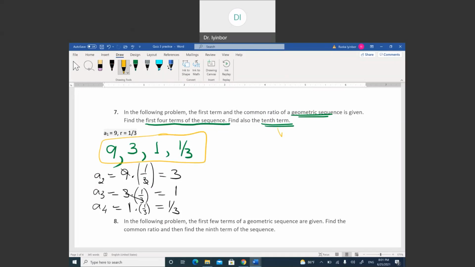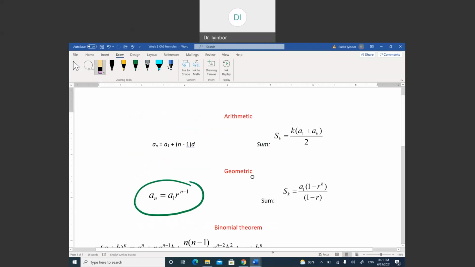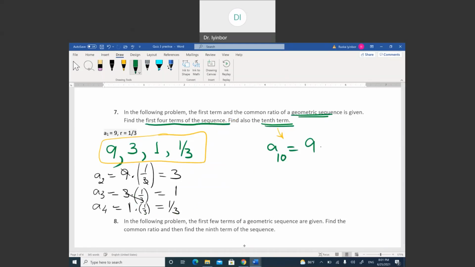So here I'm going to use the formula. A10 is going to be A1. See, this is the formula again: A1 times R with exponent n minus 1. So I have A1 is 9 times 1/3, my common ratio, with power 10 minus 1. And I can just simplify this using Symbol Up.